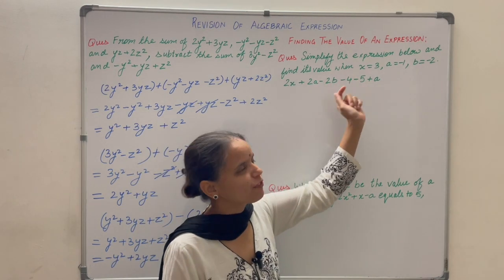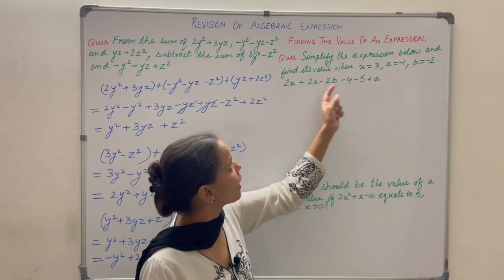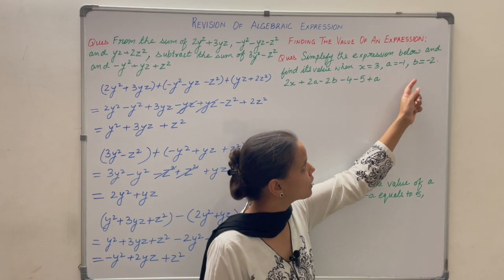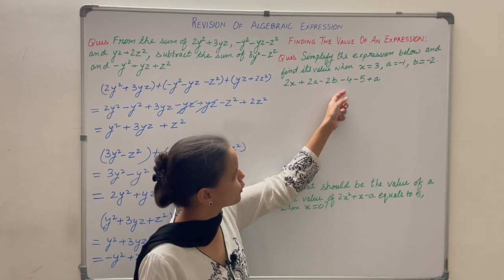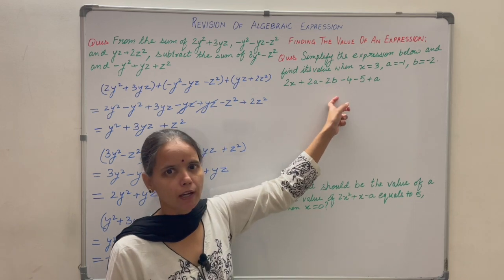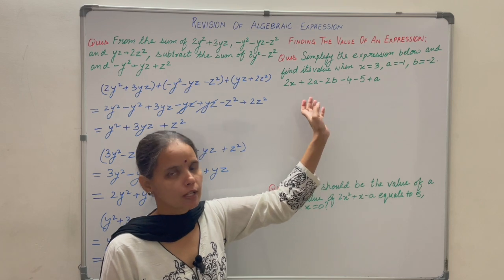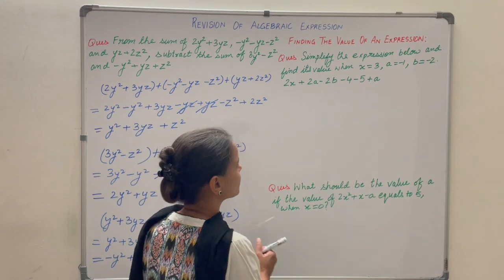Finding the value of an expression. Simplify the expression given below and find its value when x is equals to 3, a is equals to minus 1 and b is equals to minus 2. So this is the expression given to you. It says simplify. So first you have to simplify this. That means if there are any like terms, you have to add. So let us write down this question.